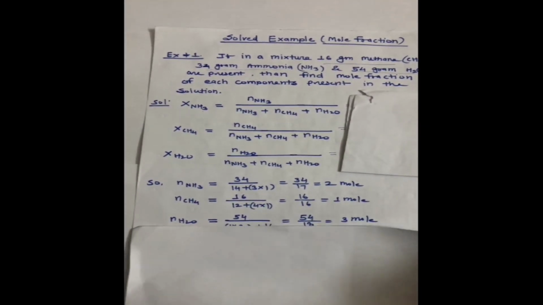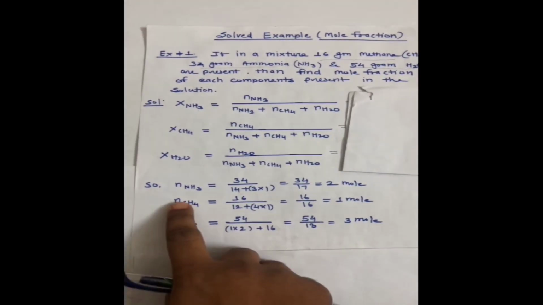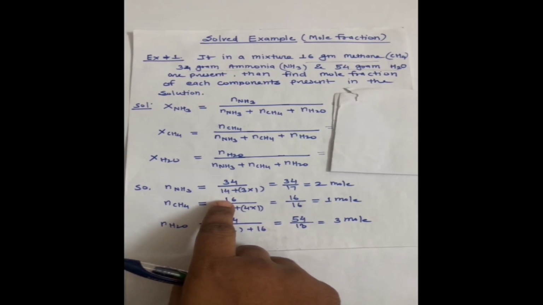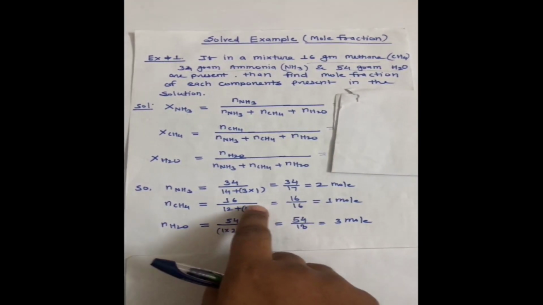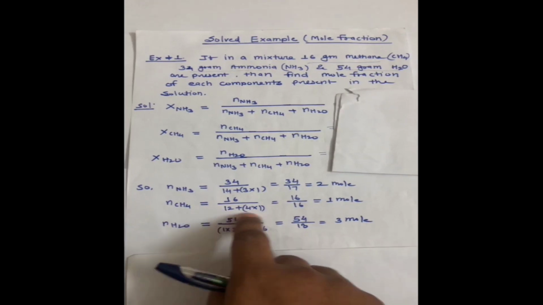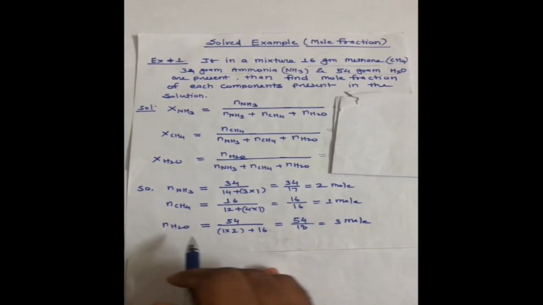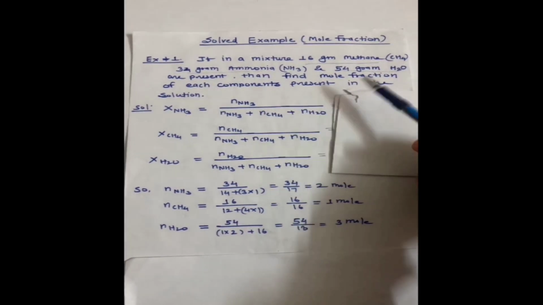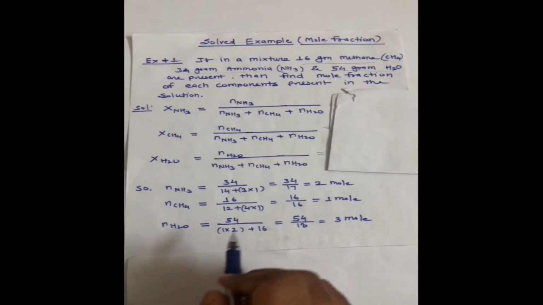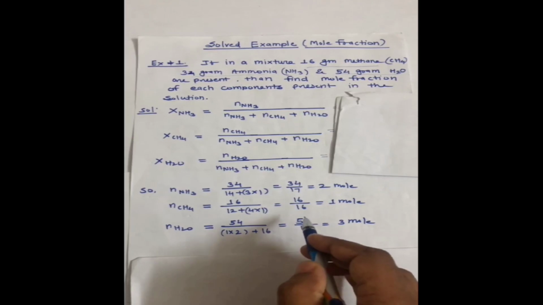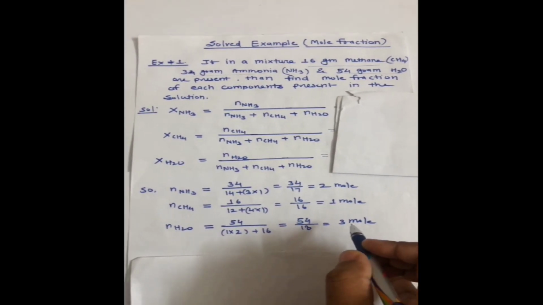And next, mole of methane, that is given mass 16 divided by GMM of methane, that is 16 by 16, answer is 1. Next is number of mole of H2O. What is given mass of H2O? H2O is 54 gram, and GMM of H2O, that is 18. So 54 divided by 18, it is 3.